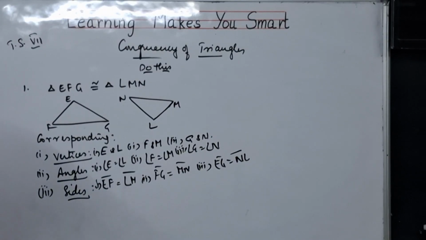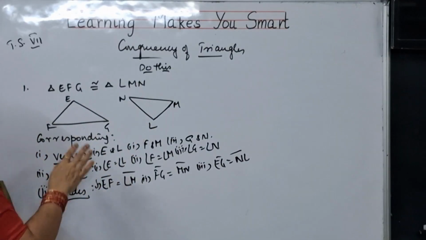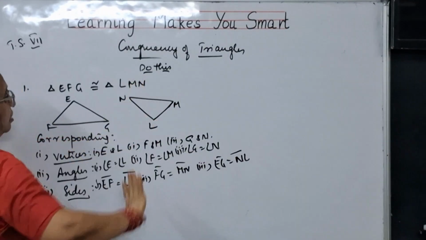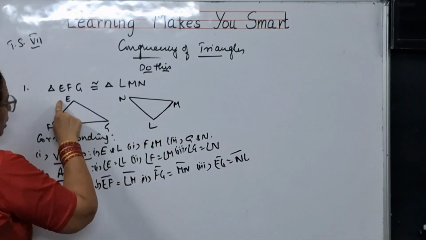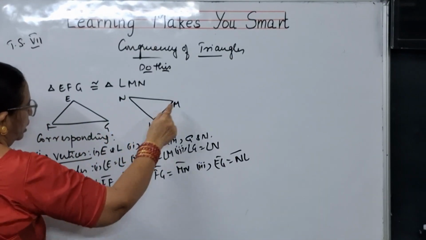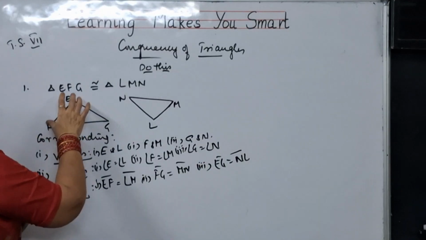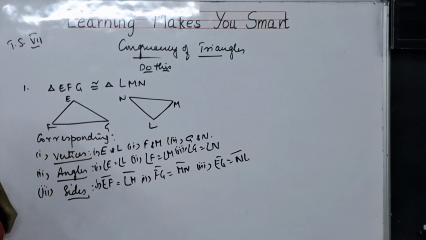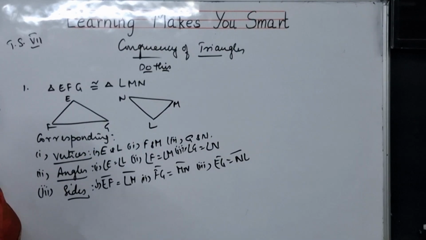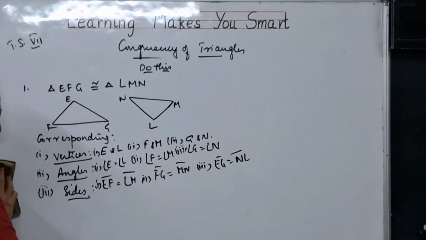First one, children, please note it down. Corresponding means actually the same side you have to take, but in this they have tilted the figure. So based on the vertices you can identify E, F, G, L, M, N. In that way you can find it out. So EF, LM, FG, MN. Like that we can take the corresponding sides, children. Now copy it.